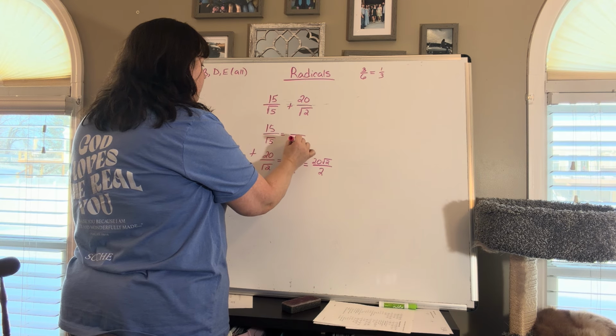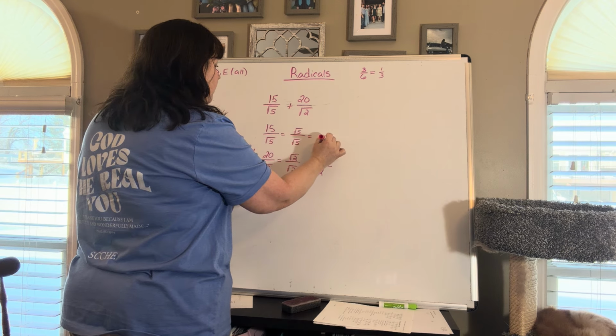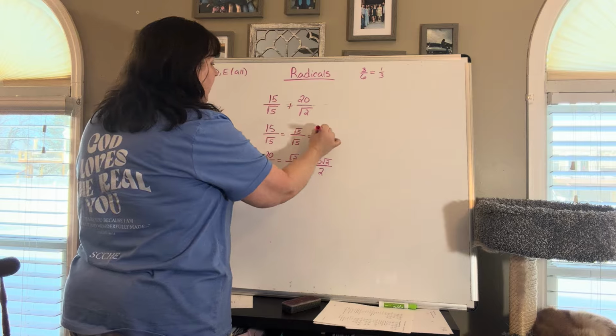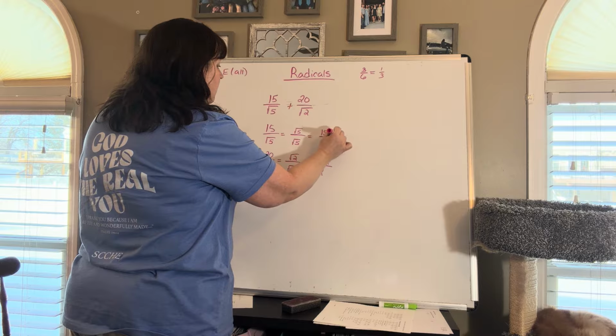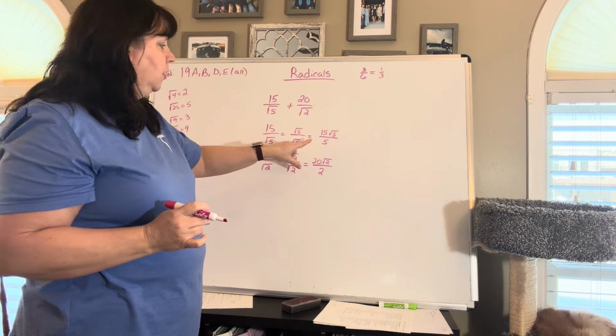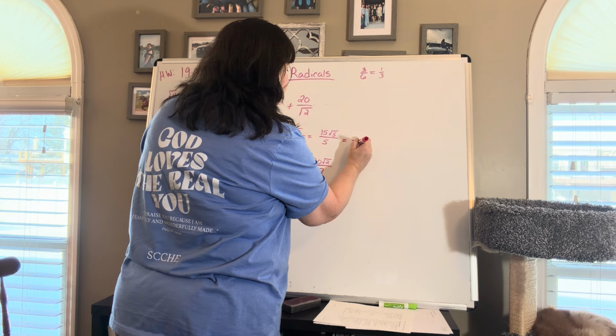Same thing here, I'm going to multiply the bottom and the top by radical 5, because when I do that, squaring it undoes the radical and I'm left with 5, and I have 15 radical 5. Now I have whole numbers in my denominator, 5 and 2. I can find a common denominator. In this case, it's going to be 10.